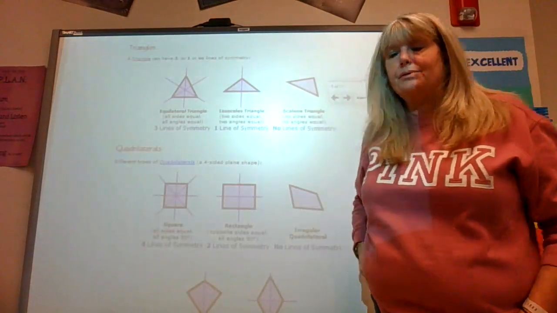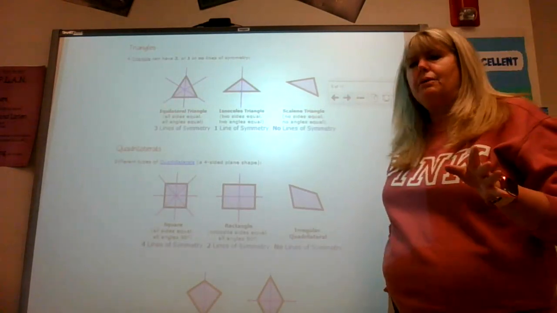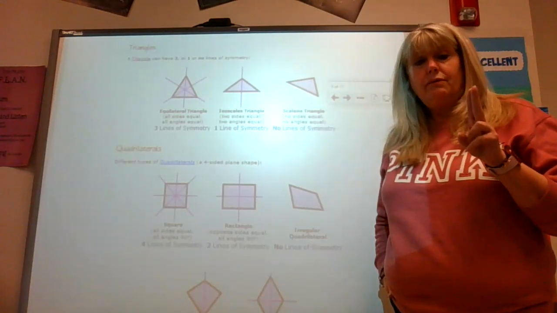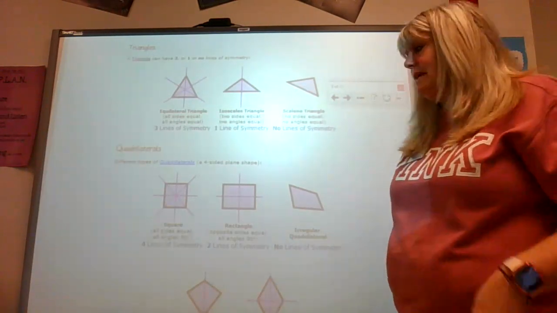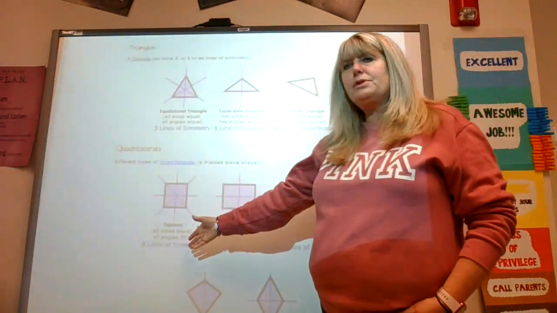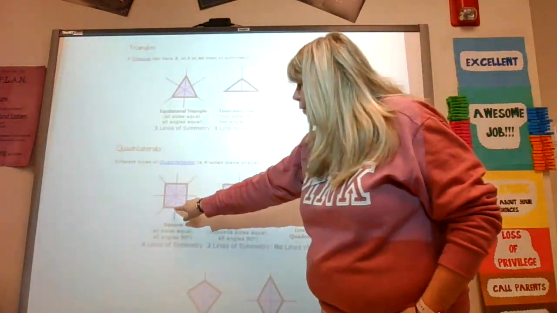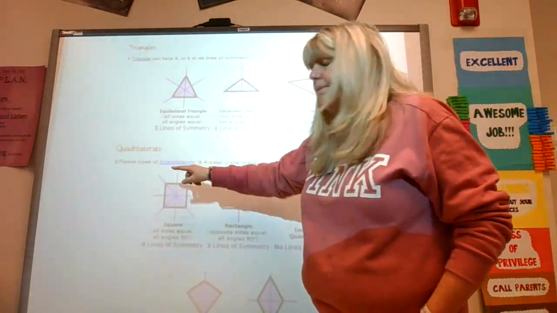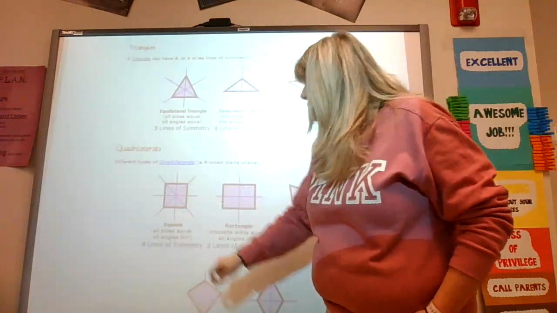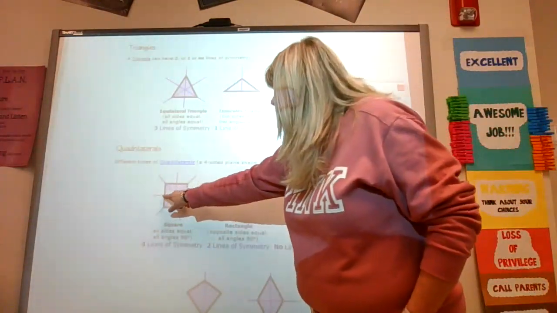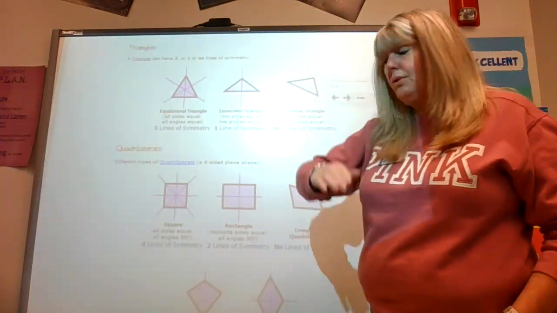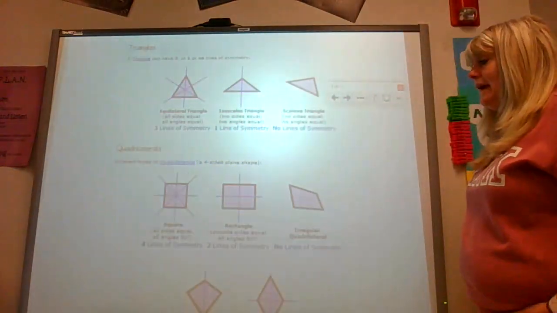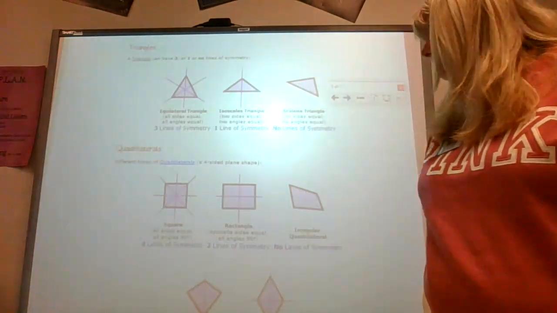Now, let's look at quadrilaterals. What makes a quadrilateral? Well, we know it has to be a polygon, and it has 4 angles and 4 sides, and that's what makes a quadrilateral. Of course, we know a square. A square has 4 equal sides. They're congruent, and they have 4 right angles. When we look at a square, we have 1 line of symmetry that goes from top to bottom. We have a second line of symmetry that cuts through the middle, horizontal. And then we have lines of symmetry that go diagonally. So actually a square has 4 lines of symmetry.